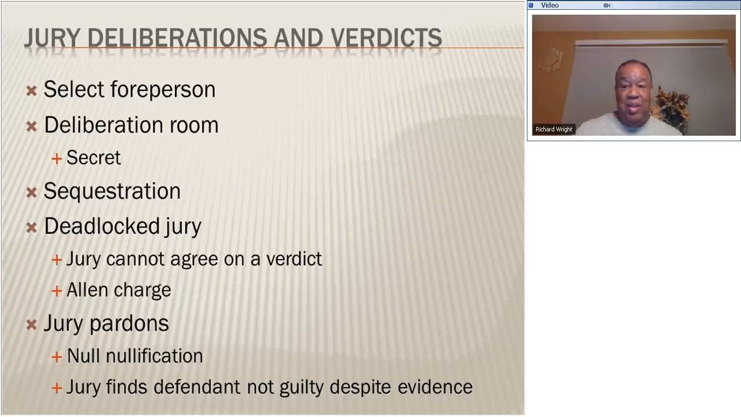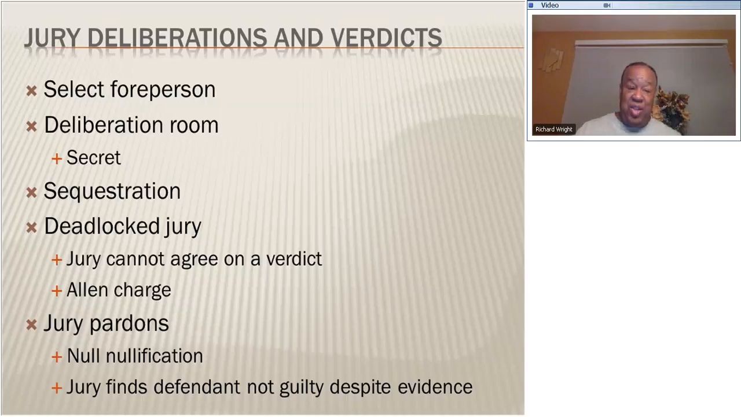The jury deliberates, and when the jury deliberates, their first job is to select a foreperson. The foreperson is basically what we call the chairman of the jury. And then their deliberations are secret. They are protected from anybody.